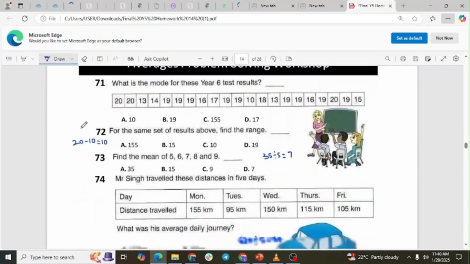Question 71. What is the mode for these Year 6 test results? Correct answer B, 19. Explanation. The mode is the most frequently occurring number in the data set. In this case, 19 appears the most.